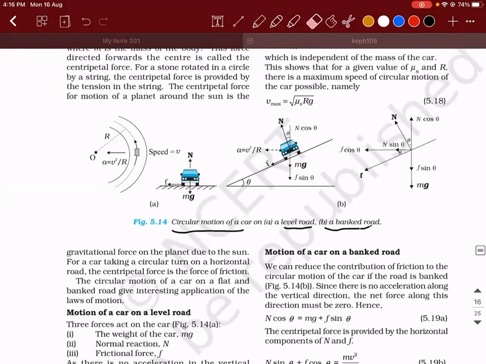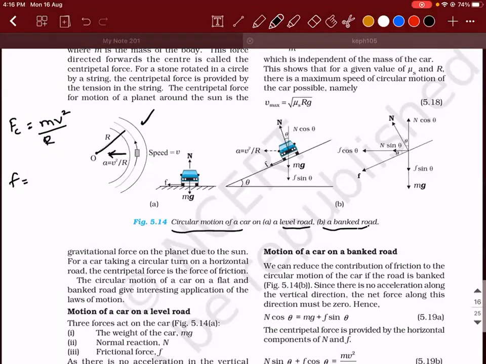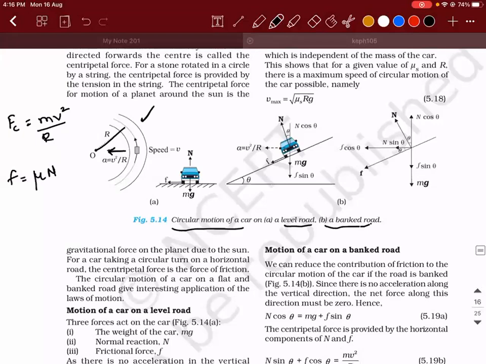So the first one is circular motion of a car on a level road. There is a centripetal force acting in this direction. Write it down: centripetal force is mv square divided by r, where r is the radius of the circular track. Who is providing this necessary centripetal force? It is friction. So what is the formula for friction? Friction is equal to mu into N. But when the car is on a level road, what is the relation between N and the weight of the car? N is mg, correct?